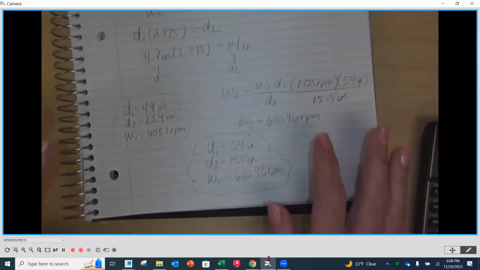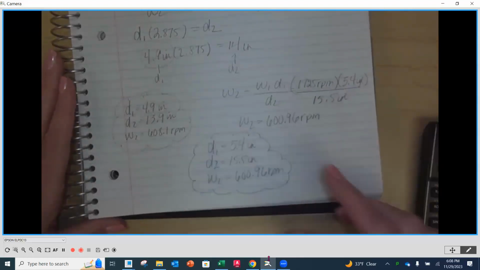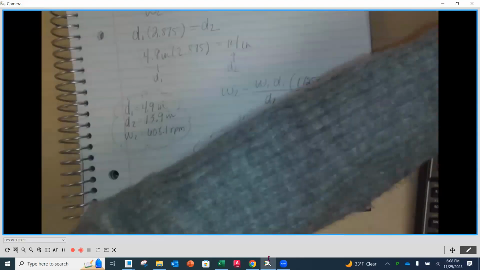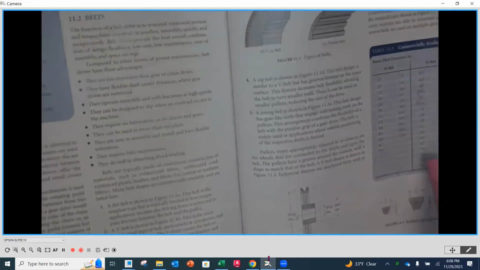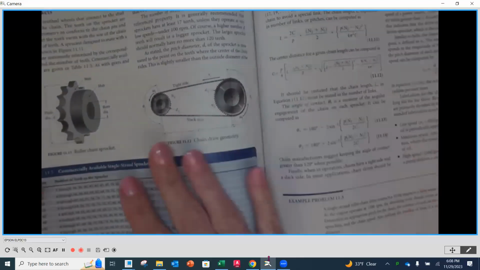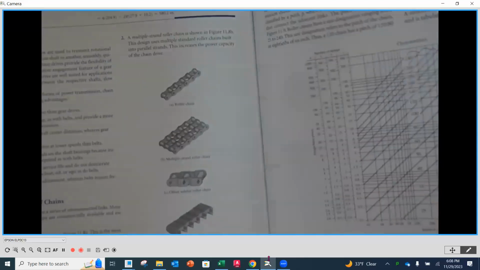Okay. All right. So we're going to proceed here. These are going to be the numbers that we're going to use. So far, what did our problem ask us to do? We wanted to pick our size of our belt. We wanted to pick our pulleys. We've got our pulleys picked out.